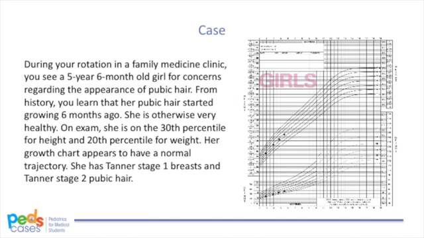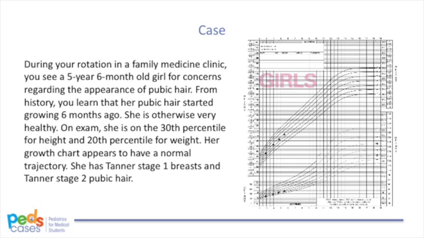Let's now return to our earlier case. This is a 5-year, 6-month-old girl with 6-month development of pubic hair. She's very healthy. She has Tanner 1 breasts, so no breast development, and Tanner 2 pubic hair, where there are a few short straight hairs, mostly along the labia.